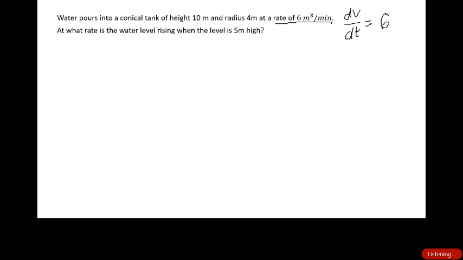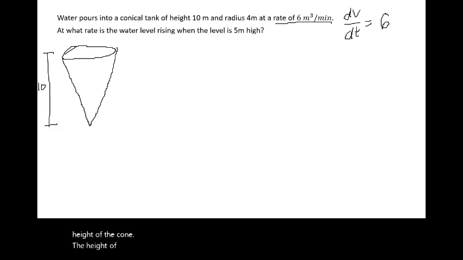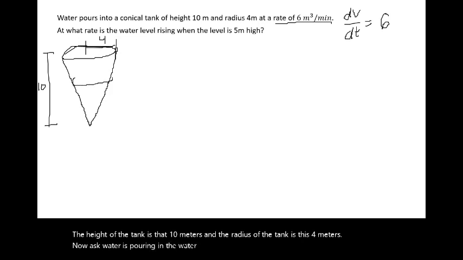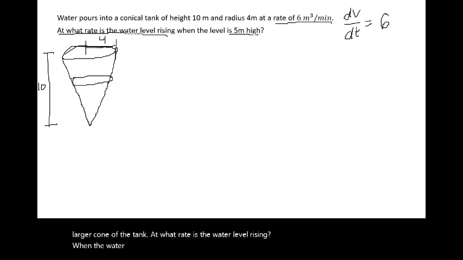And this 10 and 4 meters were the dimensions of the tank. So the tank itself is a cone, and the height of the cone, the height of the tank, is that 10 meters, and the radius of the tank is this 4 meters. Now, as water is pouring in, the water is going to form a smaller cone of water inside of this larger cone of the tank. So at what rate is the water level rising when the water level is 5 meters high?